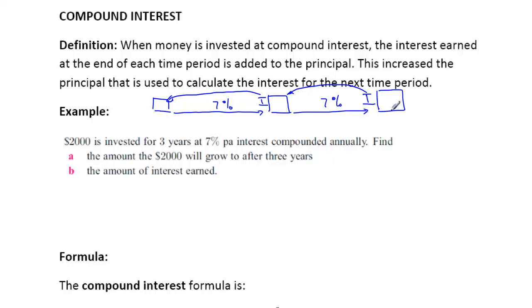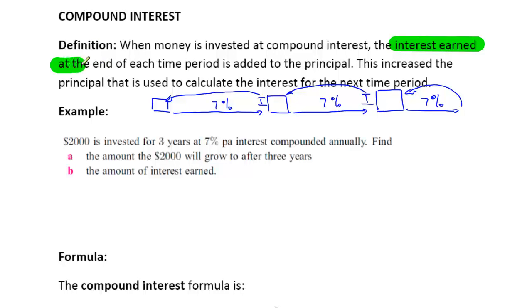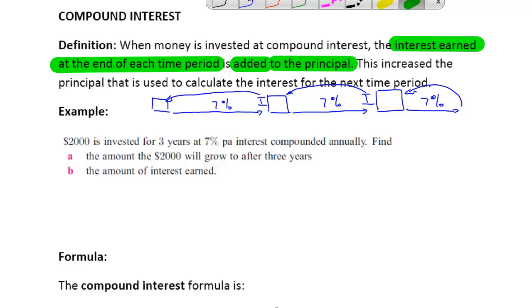So in other words, you're not taking any money out of the bank, it just stays there and the interest is added to it period after period, so year after year or whatever it is that you're working with. So there's the idea of compound interest. Let's have a look at the definition up here, and we'll just highlight a few points. The interest earned at the end of each time period is added to the principal. That's the main thing.